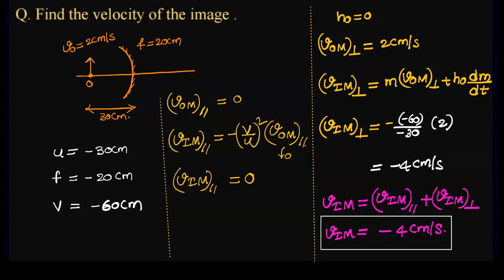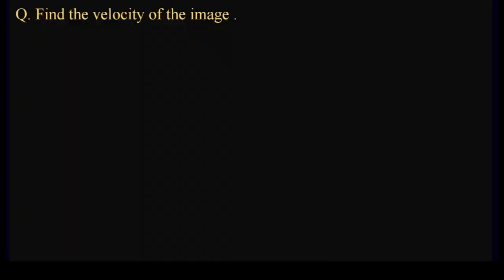And this is the way we need to solve these problems. So if they give a parallel velocity, only the parallel components apply, but basically velocity of image means the combination of parallel as well as perpendicular. Now take this problem.